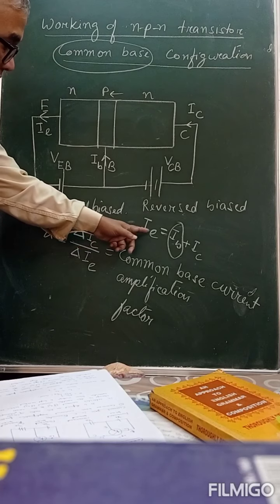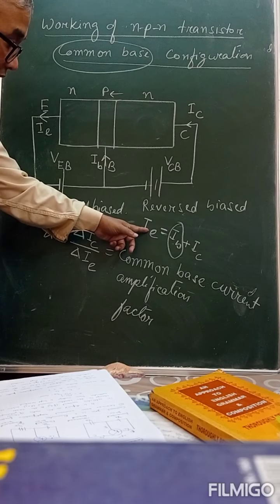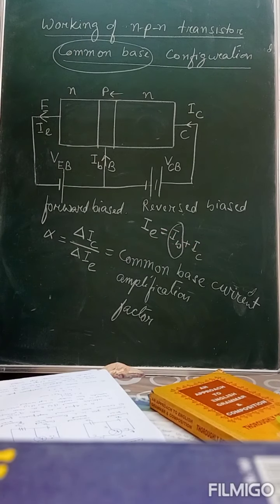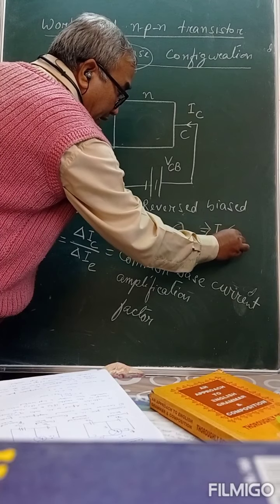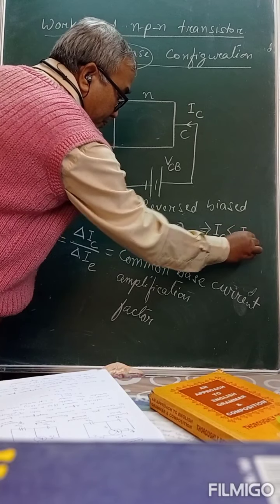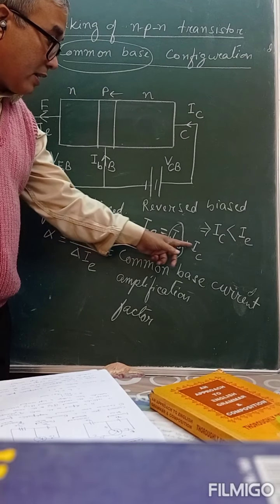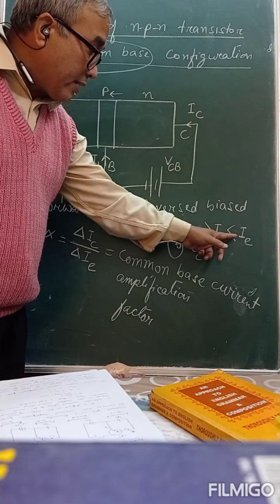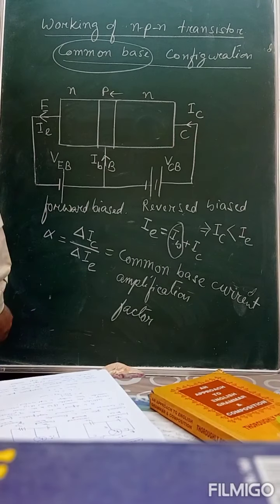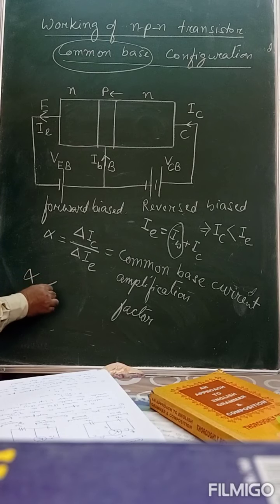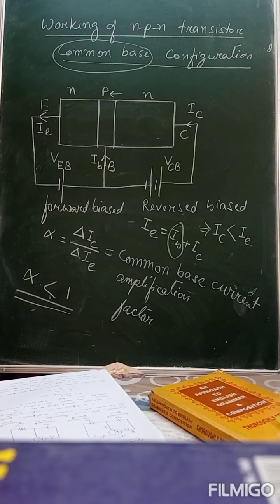Since emitter current is base current plus collector current, this means that the collector current is less than the emitter current. Therefore, the value of alpha is always less than 1.